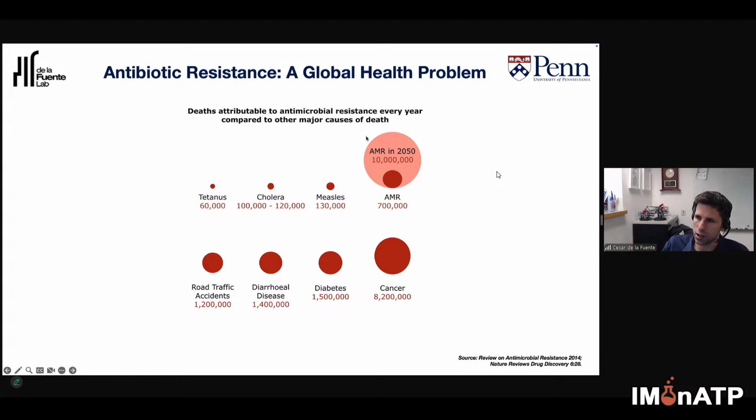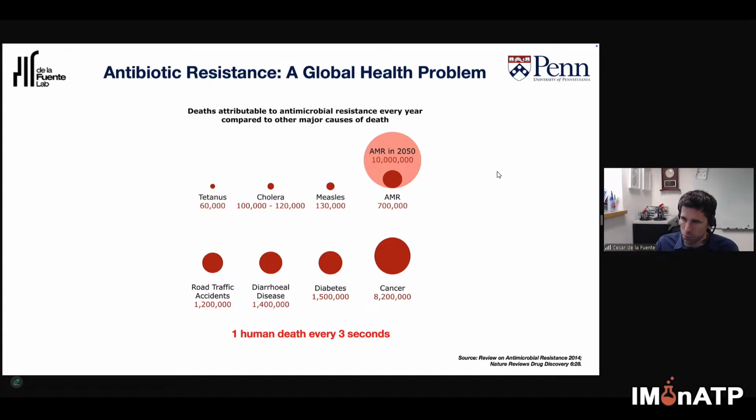As you can see here, it's estimated to actually surpass every other major cause of death in our society, including even cancer. If we do a quick calculation, those 10 million deaths correspond to about a death every 3 seconds. So it's really a huge problem. And so throughout my whole career, I've been trying to come up with out-of-the-box or alternative approaches to be able to counter these increasingly resistant bacterial infections.